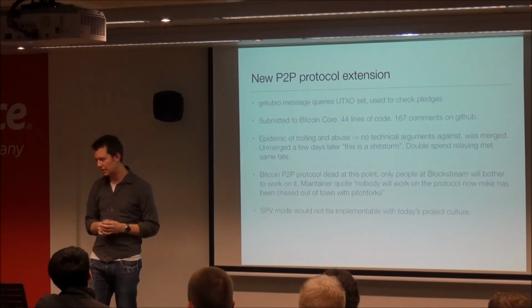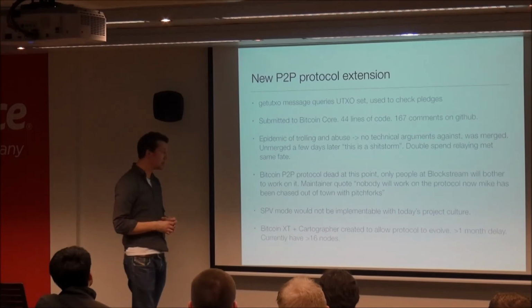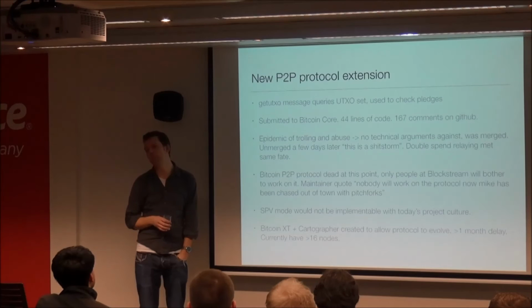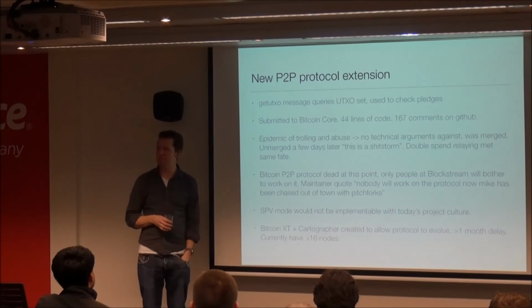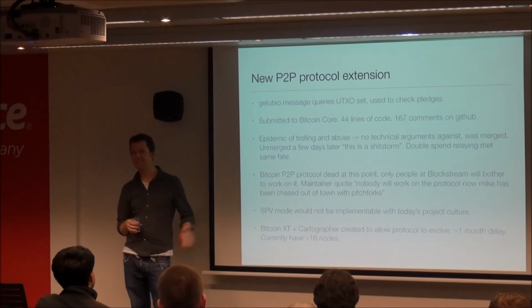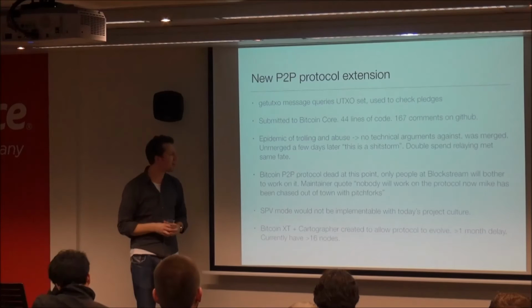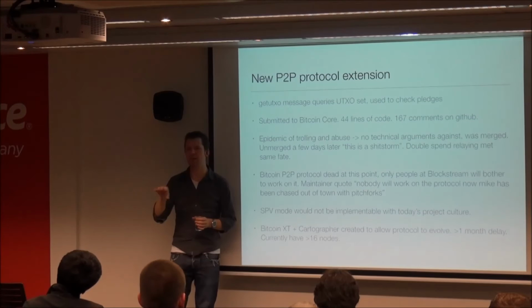So I still needed to launch Lighthouse. So what did I do? I made a patch set on top of Bitcoin Core, called it Bitcoin XT. I don't know what XT stands for. It might be extra, experimental. I don't know. Could be any of those things. But it's basically Bitcoin Core plus features that could be in there, but because of this political disaster zone, are not. And then a program called Cartographer, which explores the Bitcoin network and maps it out and allows you to find nodes which are offering more services than the typical nodes are.